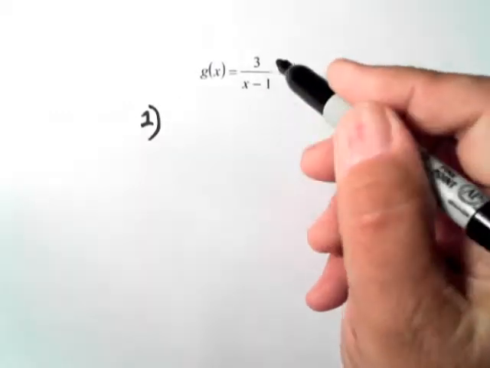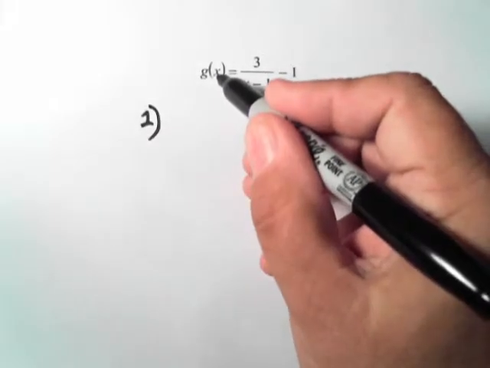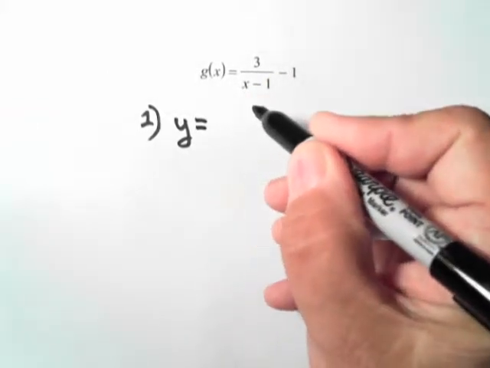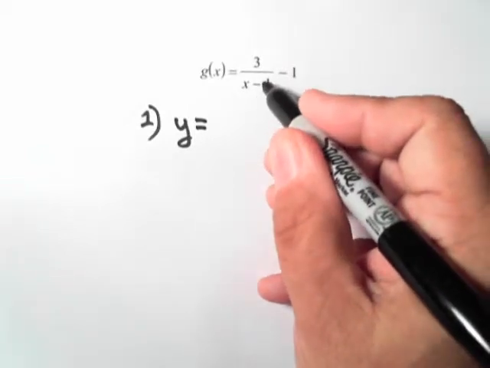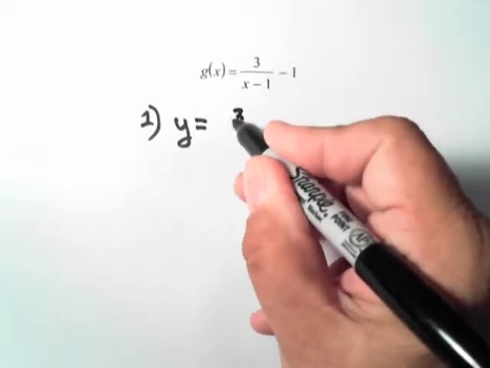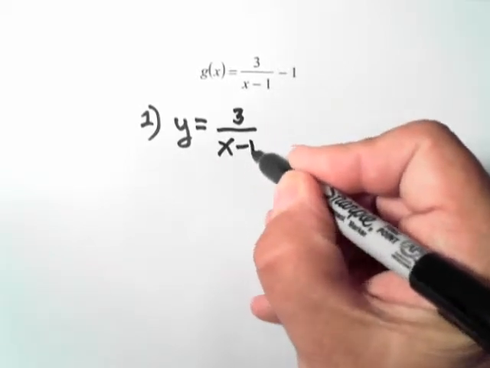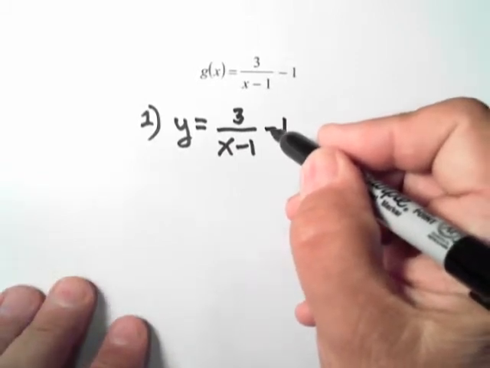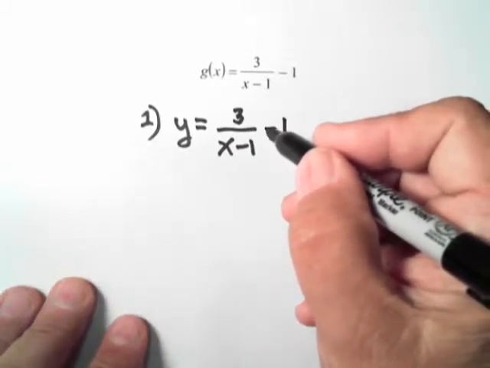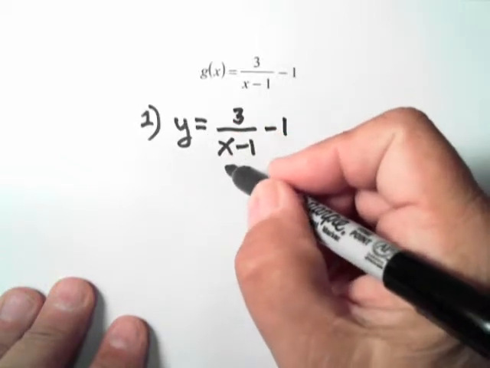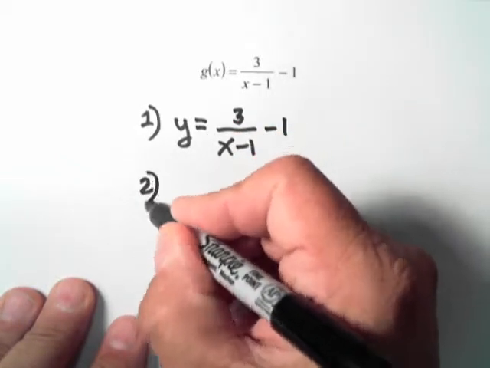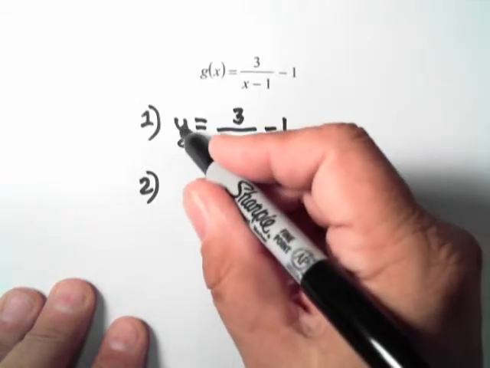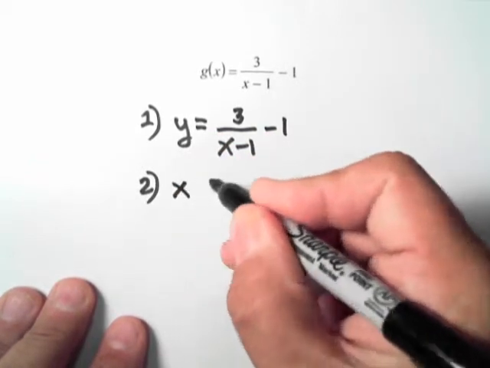First off, just to make it easier, we're going to take the g of x and turn it into y, so we don't have to write as much. And then we have over here 3 over x minus 1 minus 1. Well, the next thing we have to do is interchange the variables. This again preserves the independent-dependent relationships. And so the y becomes x.